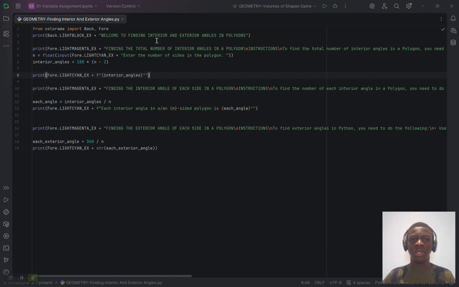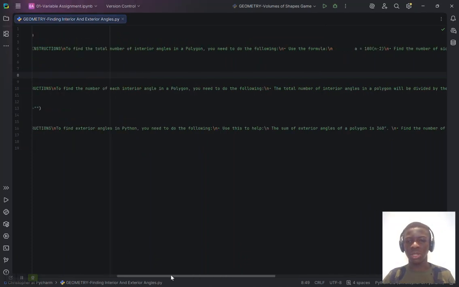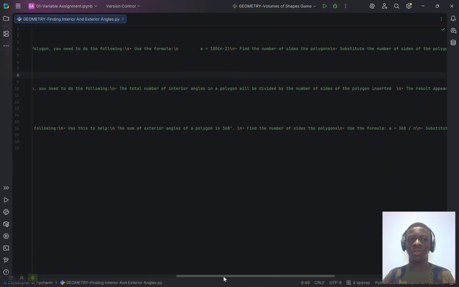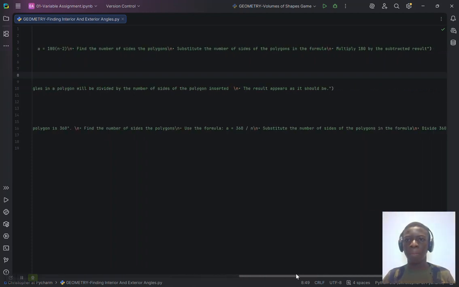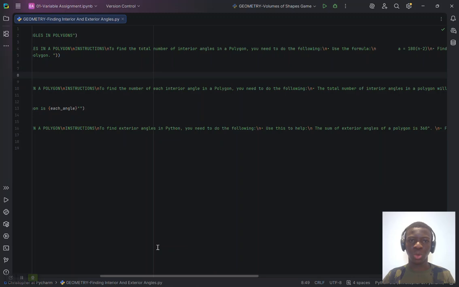Welcome to finding interior and exterior angles in Python. I mean polygons, whatever you want to call it. Finding the total number of interior angles in a polygon. The instructions will be shown as an output, which I'll show you after, but here's the formula: A equals 180 times (n minus 2), which gives you that. So it's just showing you the steps.